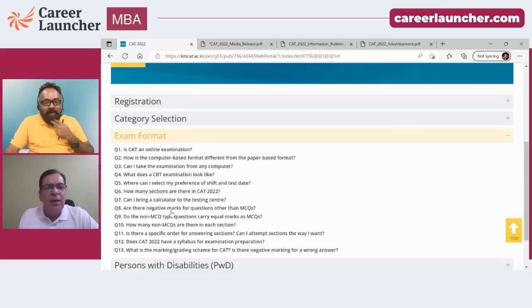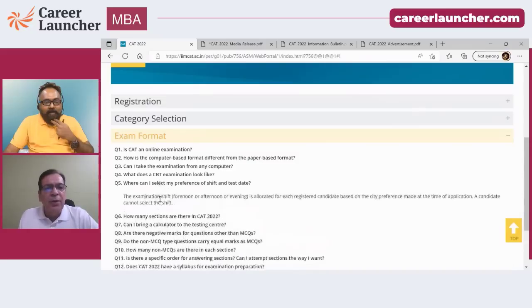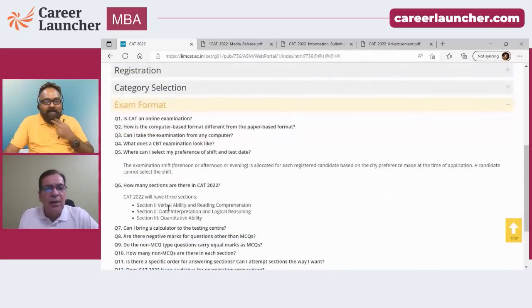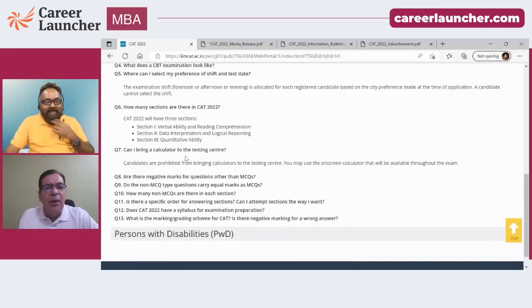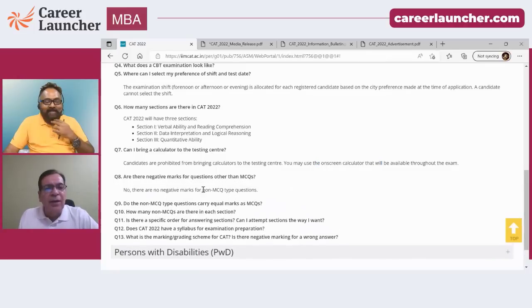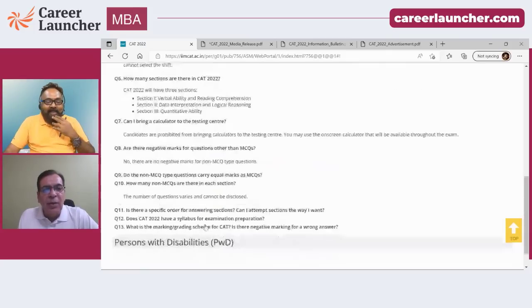Question 6, sorry. It just gives you three sections, it's still not giving you the questions. Can I bring a calculator? Just confirm that a calculator will be available. You may use the on-screen calculator. On-screen calculator will be available. Negative marks for TITA, you can just confirm no negative marks for TITA, which means a non-MCQ question is going to be there. Yes.